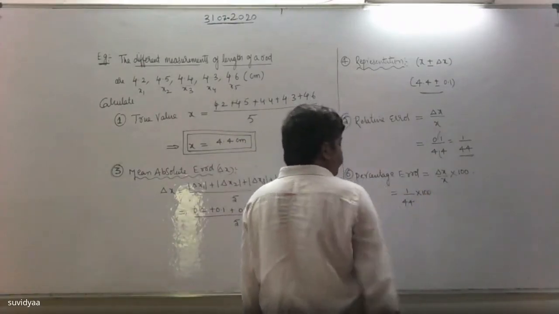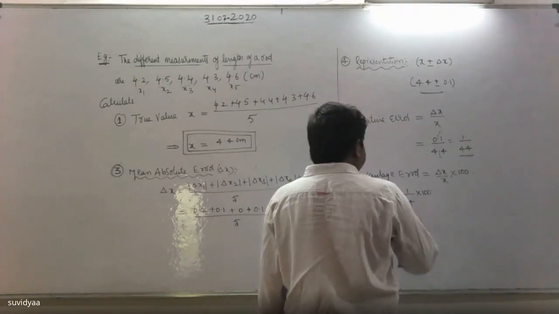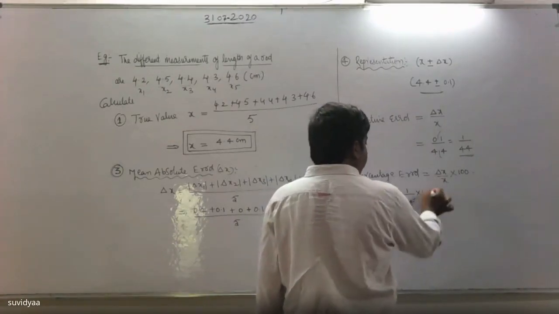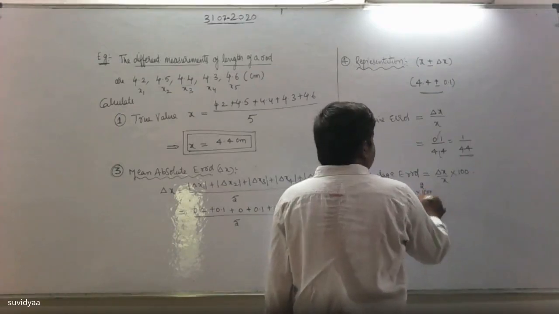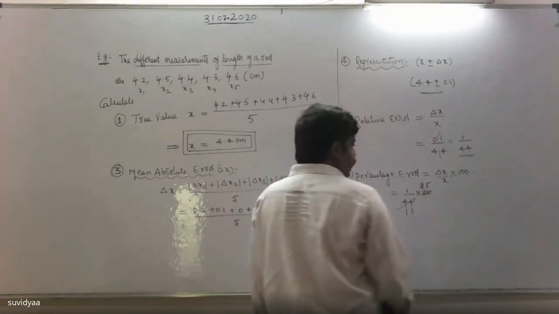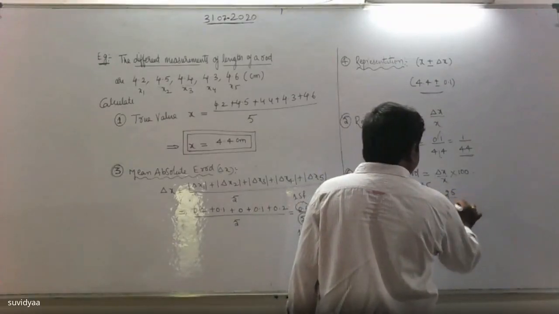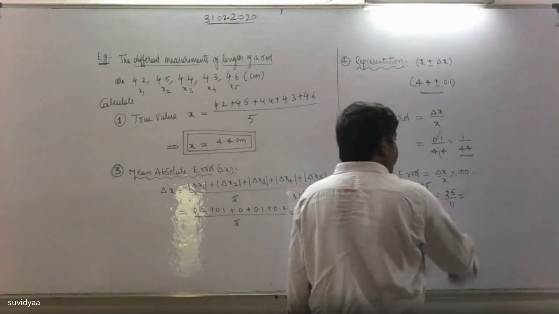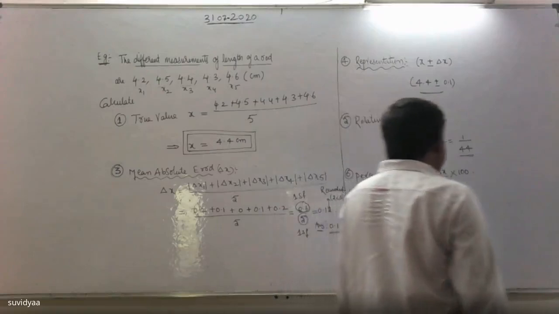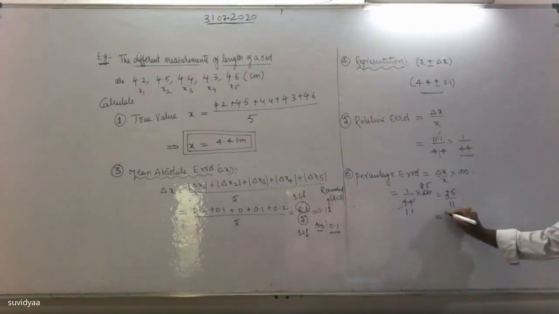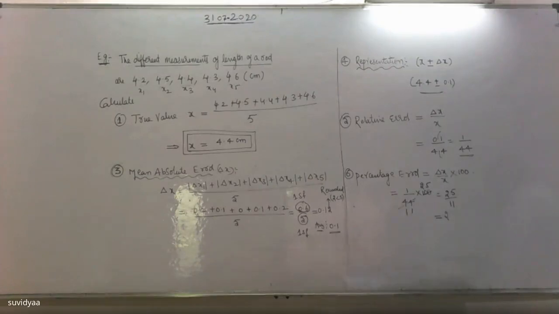Now you can cancel by 4. 4 ones are 4, 4 ones are 4. Now here 4 twos are 8. Here also. How much is left here? 4 twos are 8, so 2. 4 fives are 20. How much are you going to get? 25 by 11. Okay. 25 by 11. So divide 25 by 11. 11 twos are 22. Point, again 2. How much? 7, 2.